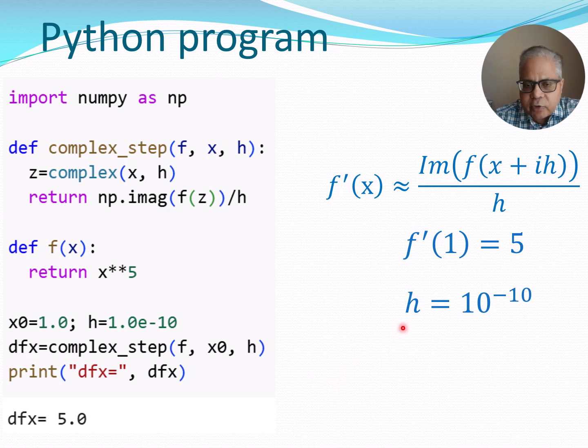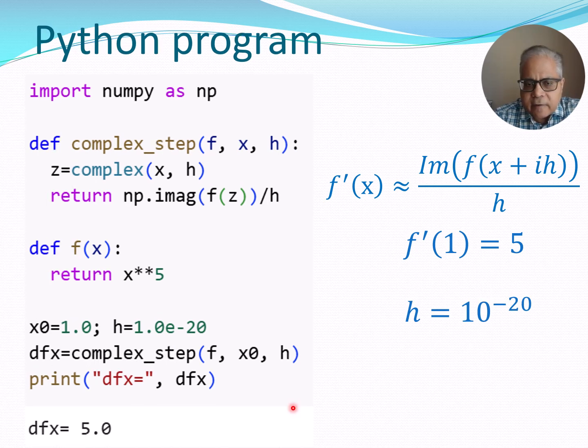Now let's just try to reduce this h to 10 to the power minus 10, which I have done here. The remaining things in this program are exactly the same, and then you can see that dfx is actually printed out as 5 by the program here. Now I'm using Google Colab to actually do this programming. You can use Google Colab or you can use the Jupyter notebook out there.